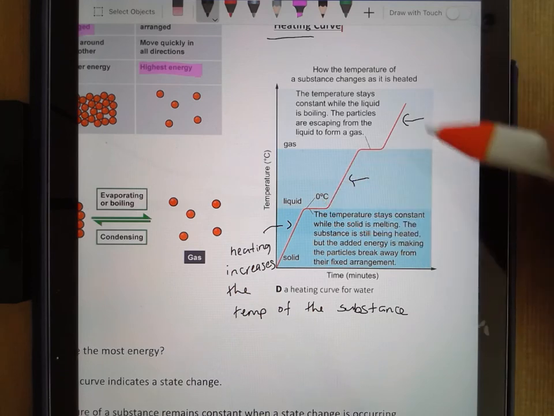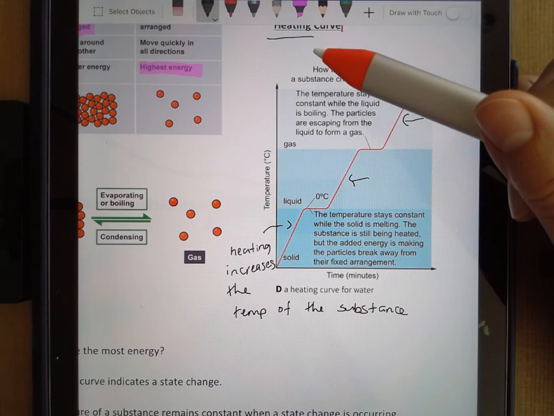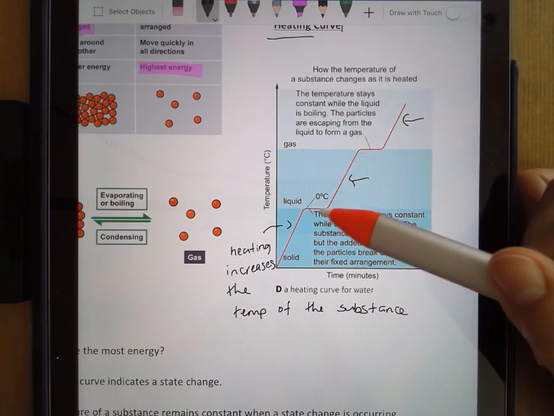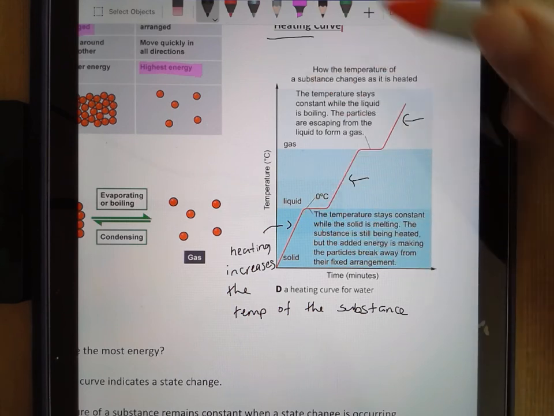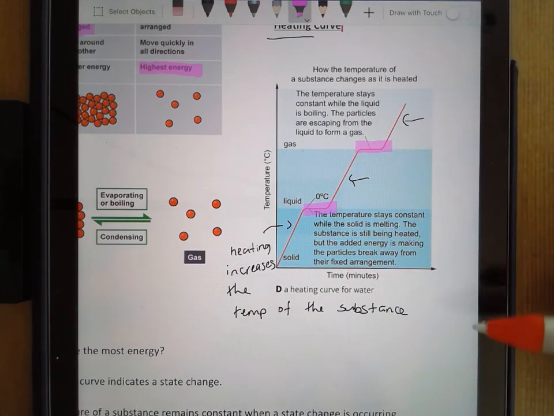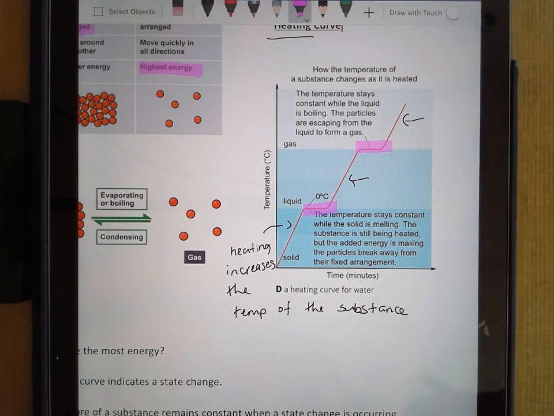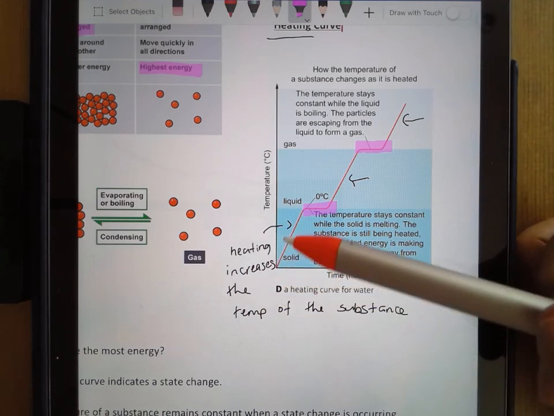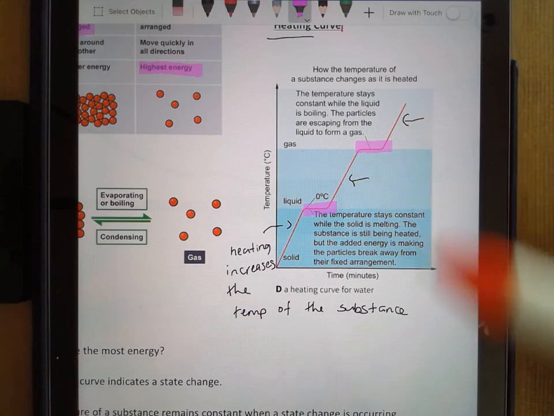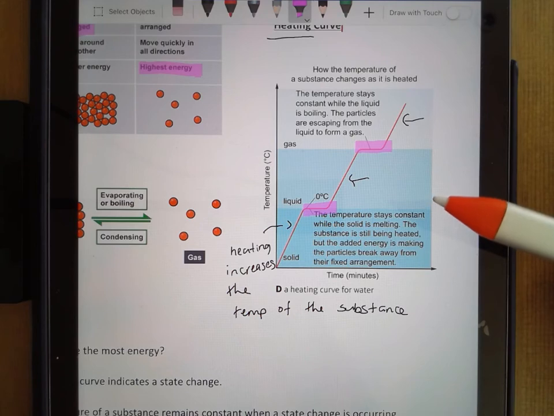But you will also notice on the graph that there are 2 flat parts. Now I'm still heating. But for some reason, at these 2 parts where the graph flattens out, the temperature of the substance stops increasing, even though I'm still heating it. And the question is why? If I'm still heating the substance, why isn't it getting hotter? It was getting hotter here, here, and here. Why isn't it getting hotter at these 2 points, even though I'm still heating it?